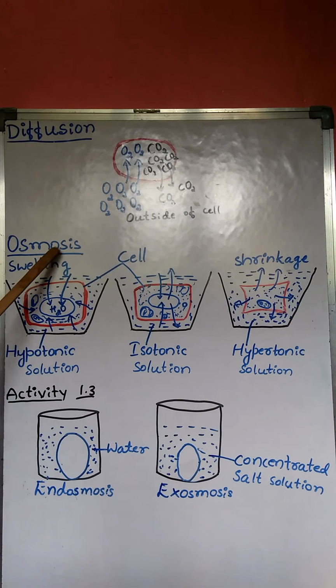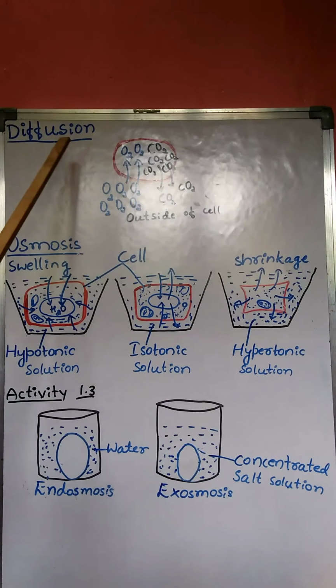Osmosis is another phenomenon by which the movement of water molecules takes place. Here, the movement of water molecules takes place through a semi-permeable membrane. Osmosis is the process of movement of water molecules from the region of its higher concentration to the region of its lower concentration through a semi-permeable membrane.